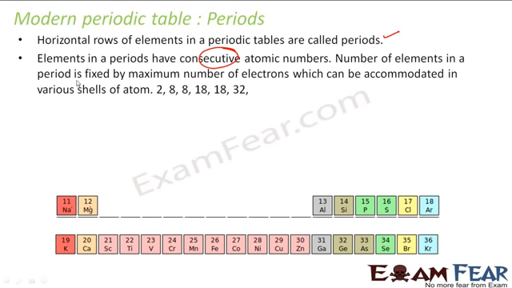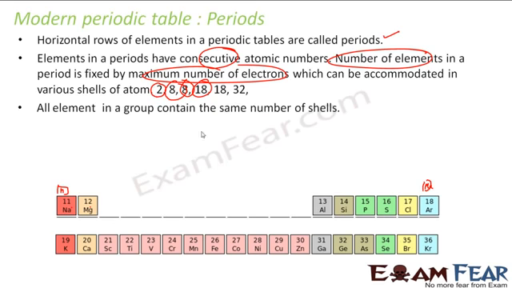Also, the number of elements in the period is fixed by the maximum number of electrons which can be in the valence shell. For example, the first one is hydrogen and this is helium. So they have two. So the first period has only 2 elements at most. The second is 8, lithium onwards is 8, and then we have sodium, magnesium, this also has 8, and this one has 18, right? So the number of elements is nothing but the maximum number of electrons in the outermost shell.